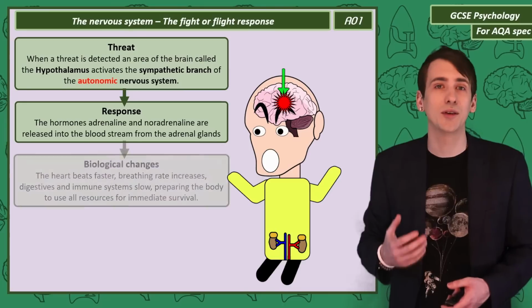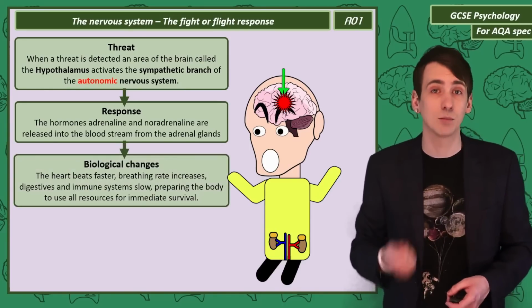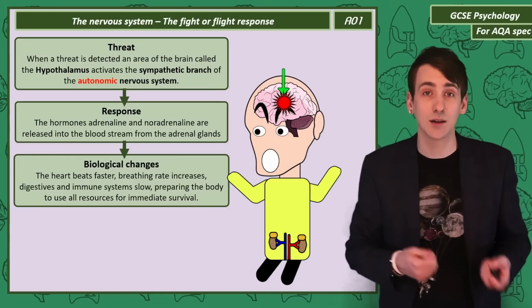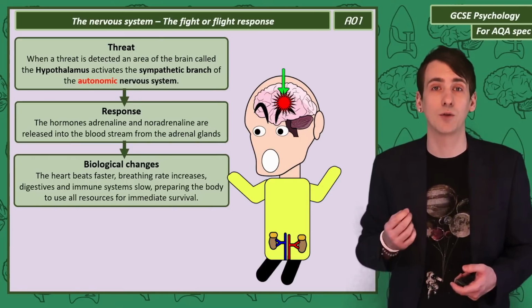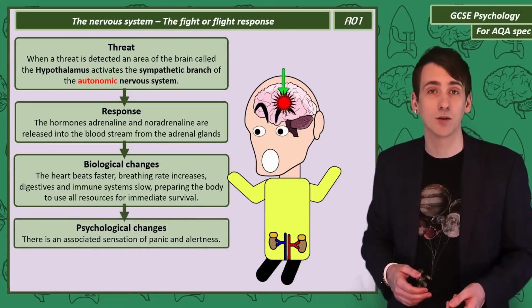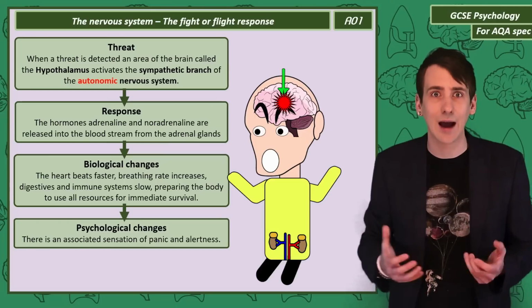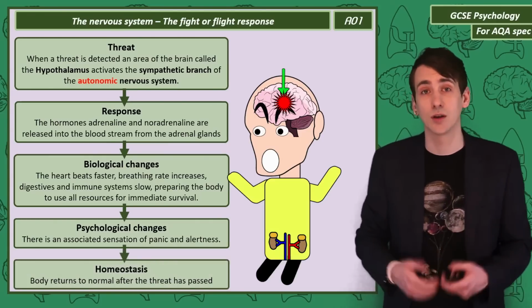The hormones in your blood will now cause the biological processes to change, increasing that heart rate and breathing rate, but also slowing digestive and immune systems. This allows the body to use all of its resources for immediate survival. There's also psychological changes in the fight or flight response, a feeling of panic and high alertness. But when the threat's passed, the body will return to rest.